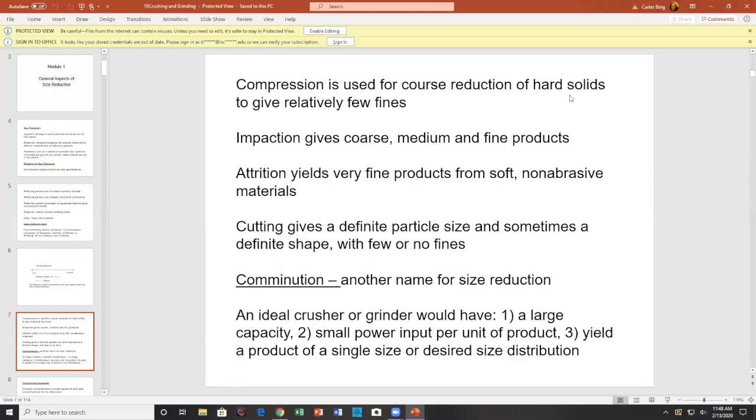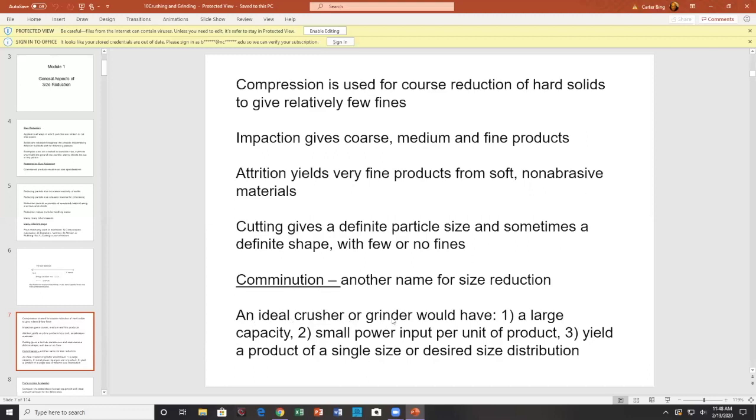Compression is used for coarse reduction of hard materials to give relatively few fines. Impaction gives coarse, medium, and fine products. Attrition yields very fine products from soft, non-abrasive materials. Cutting gives a definite size, sometimes a definite shape, with few or no fines. You take your shredding machine, it takes paper down to smaller strips, but there's very little paper dust generated. Comminution, you see the word minute in here, is another name.